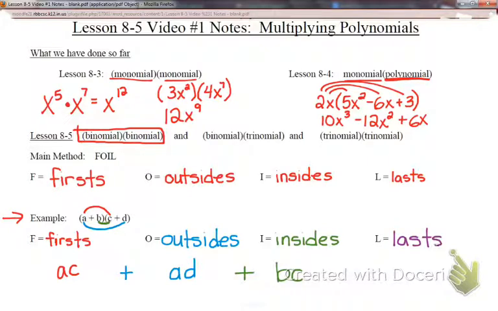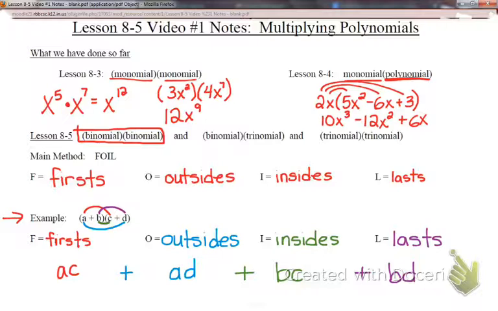The lasts are the last terms in each binomial. So what's the last term of the first binomial? That's the B. We're going to take it times the last term of the second binomial, which is D. So B times D is just BD, and it also was positive, so I put a plus sign in front of it.